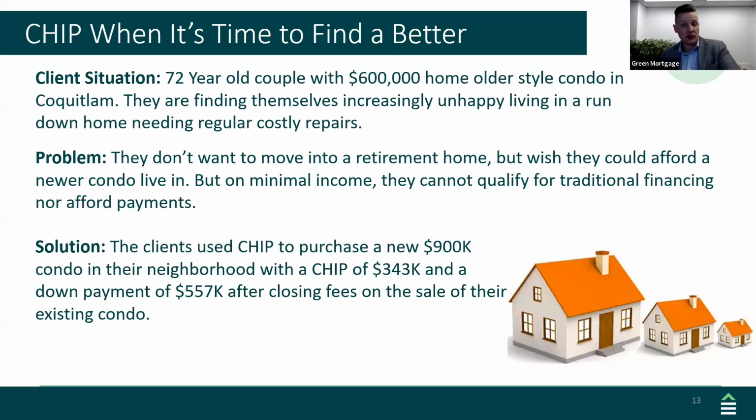And then they'd have a reverse mortgage on their property. So purchasing for $900,000 and a reverse mortgage for $343,000 allowed them to buy something a little bit more expensive and a bit nicer, and then avoid the pain and issues of living in something that's used and needing renovations.